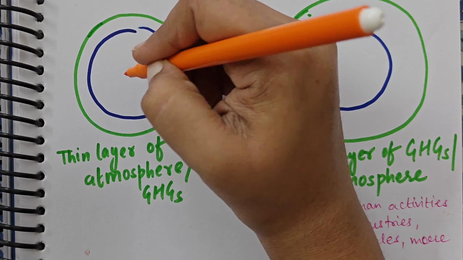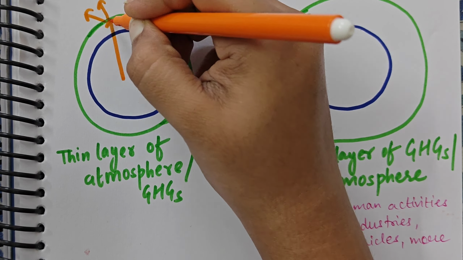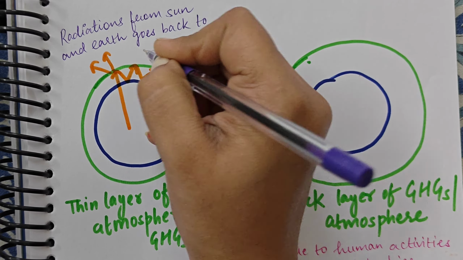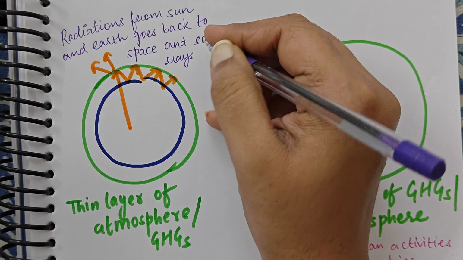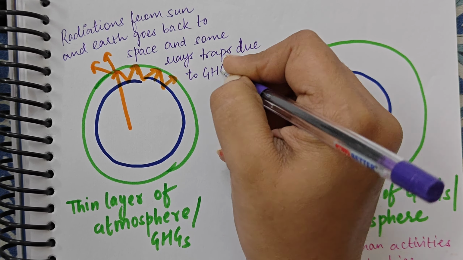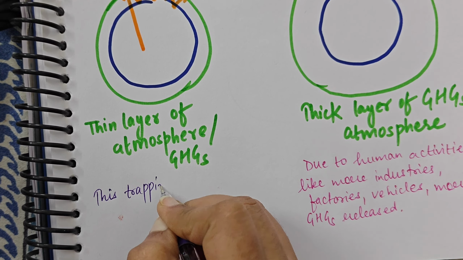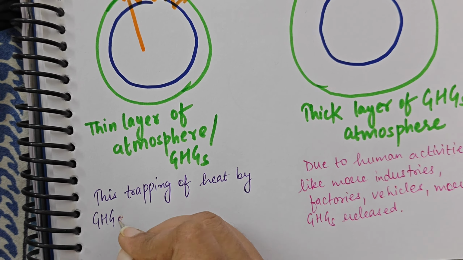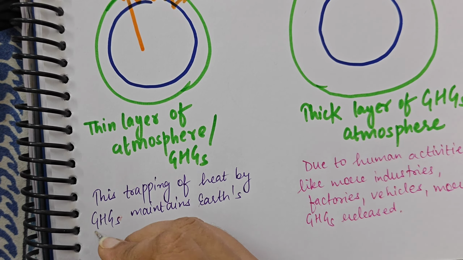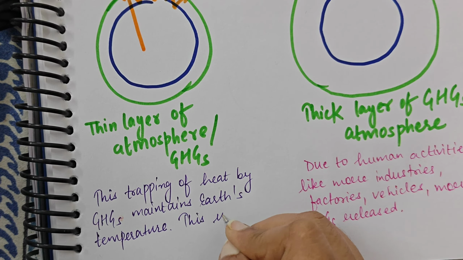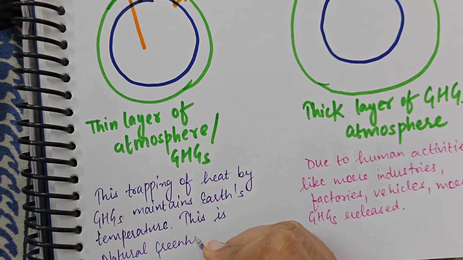So, in the natural greenhouse effect, the thin layer of greenhouse gases allows most of the outgoing longwave radiation to escape back to space, while only some rays are trapped, which keeps the Earth at a stable, habitable temperature, and this maintains Earth's life-supporting temperature.